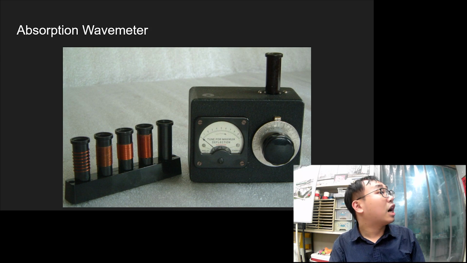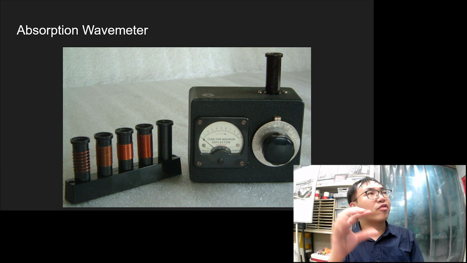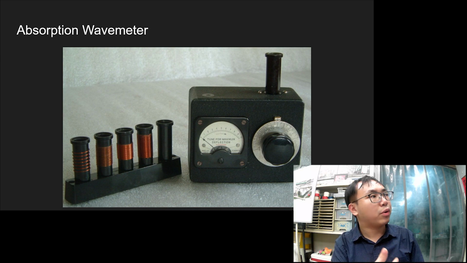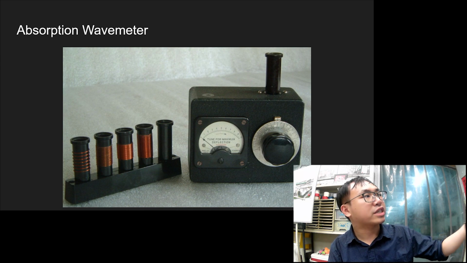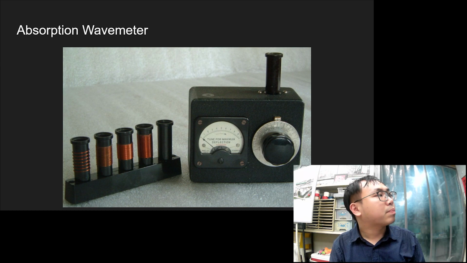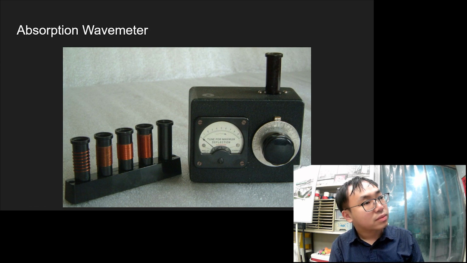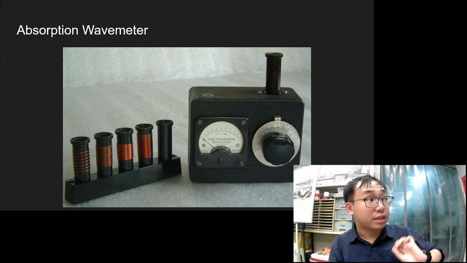They have a dial for you to change the frequency. For a radio, you are tuning FM radio from 88 megahertz to 108 megahertz, right? Similarly for the absorption wave meter, you are doing the same. They give you a dial to change the frequency, so that you are always listening to a target frequency and checking its signal strength. But you see that there are different coils with it. This is for you to change the antenna to switch to the target frequency that you want to receive.